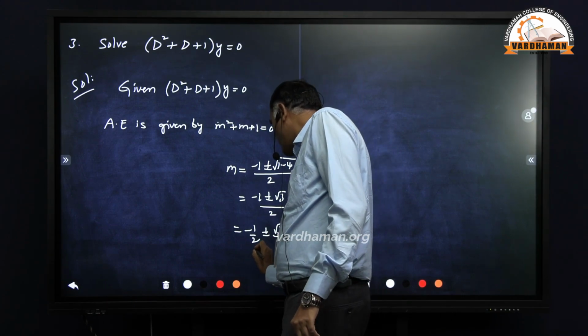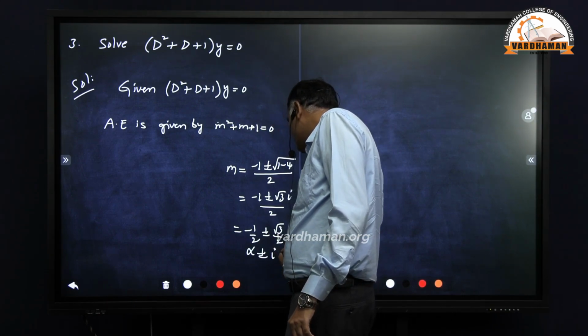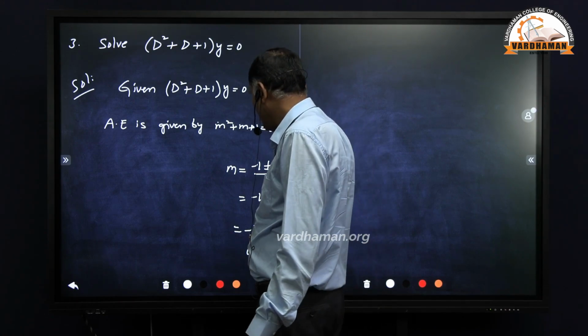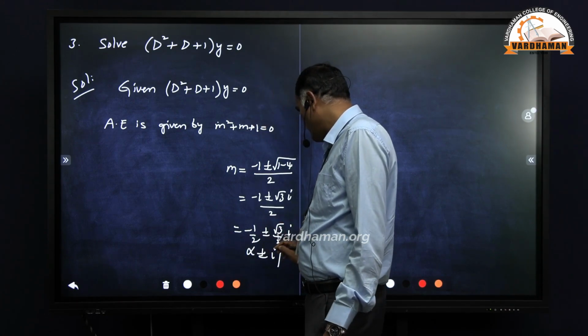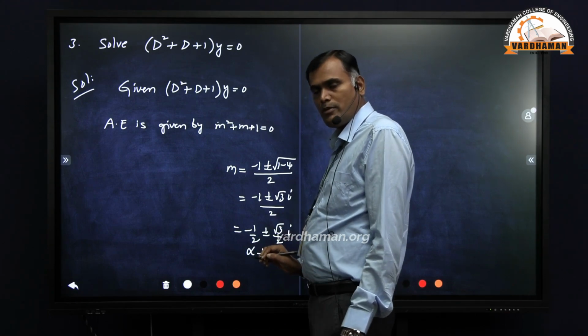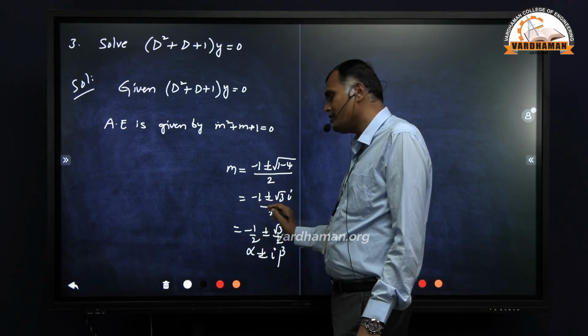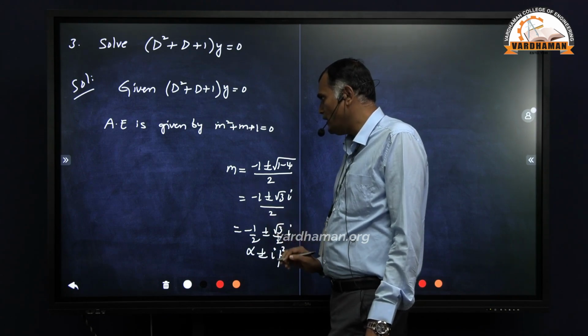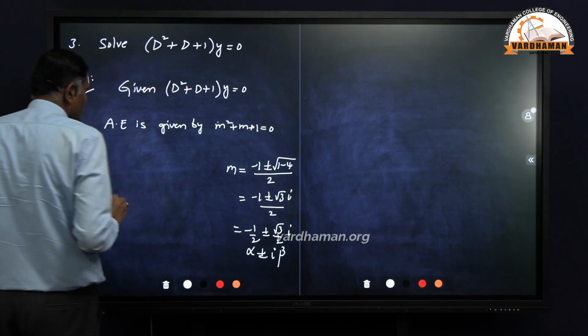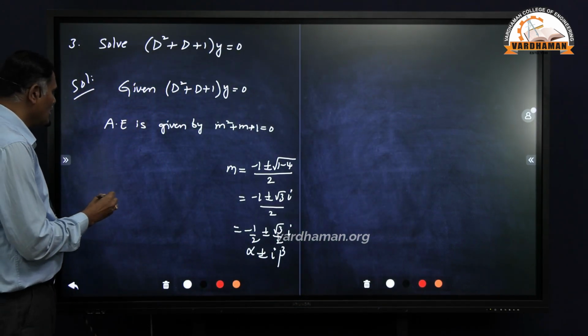Now clearly it is of the form alpha plus or minus i beta. What is alpha in this case? Here alpha is nothing but minus 1 by 2, beta is nothing but root 3 by 2. Now clearly the roots are complex numbers and distinct. So let us write a solution of this differential equation as follows.